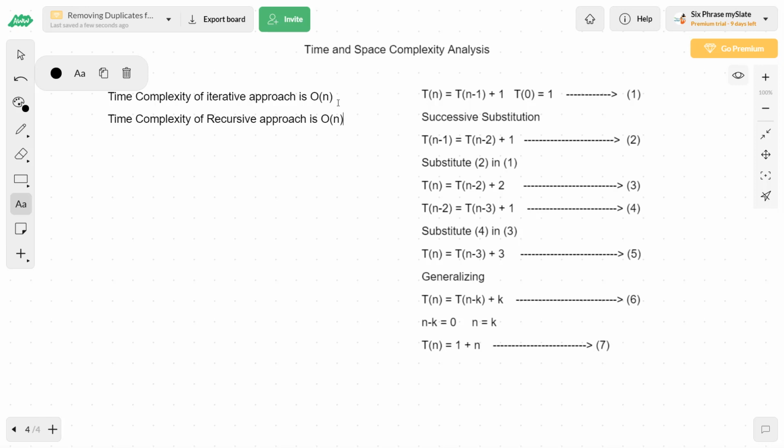I think better now we can go ahead with finding the space complexity of both the approaches. So still what we need to find? Space complexity of iterative approach separately, and also we have to be finding the space complexity of recursive approach.